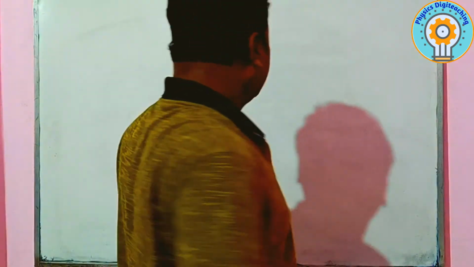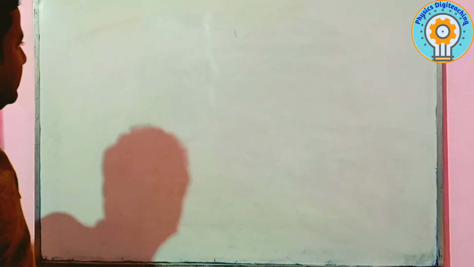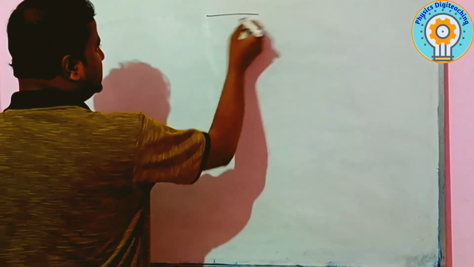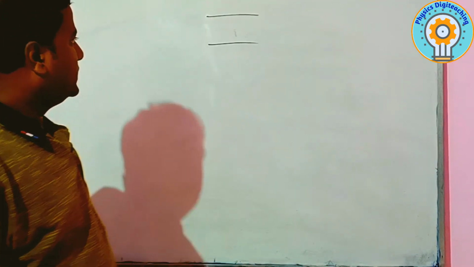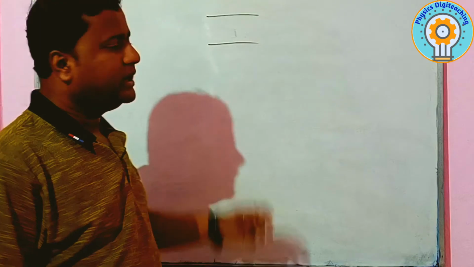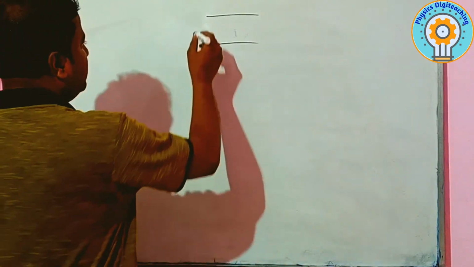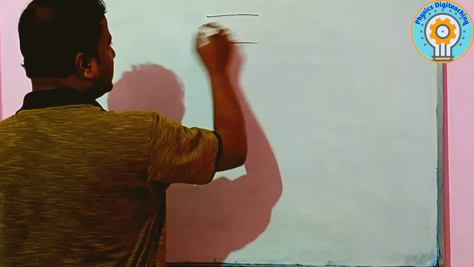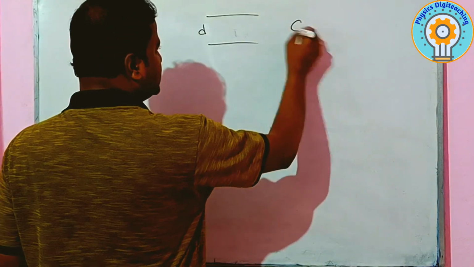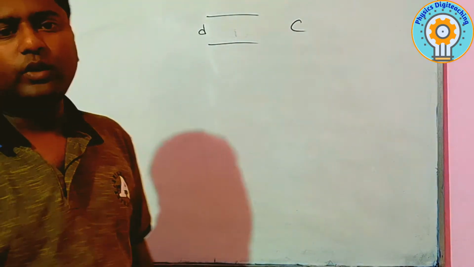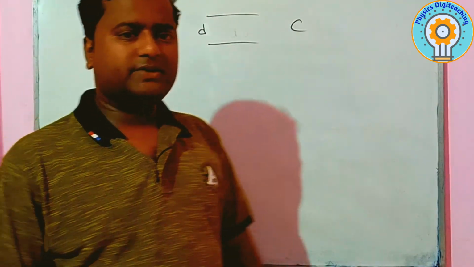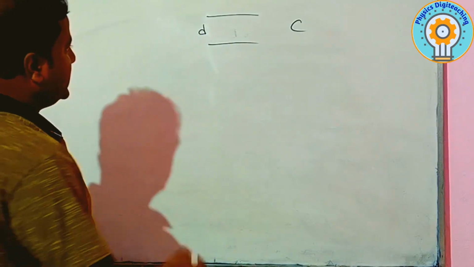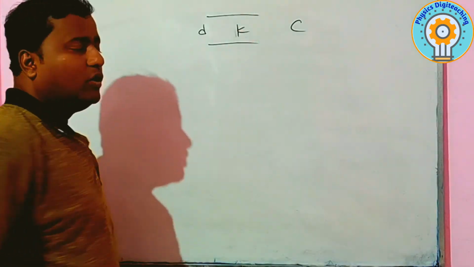Now I am discussing a problem. Say this is a parallel plate capacitor and the space between two plates is vacuum. The plate separation is d and its capacitance is C. What will happen if the space between two plates is filled with a dielectric medium of constant K? Then what will be its new capacitance?